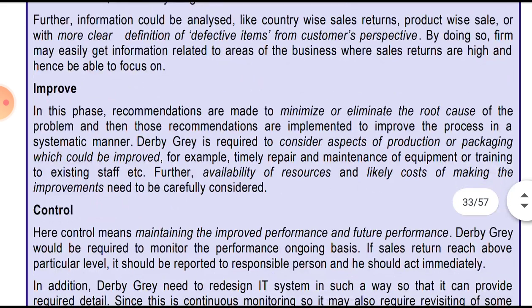Okay, now we move on to the fourth point, that is improve. In this phase, recommendations are made to minimize these. So we have identified the root cause. Now recommendations are made to minimize or eliminate the root cause of the problem, and then those recommendations are implemented to improve the processes in a systematic manner, and thereby eliminating the root cause by implementation of the recommendations.